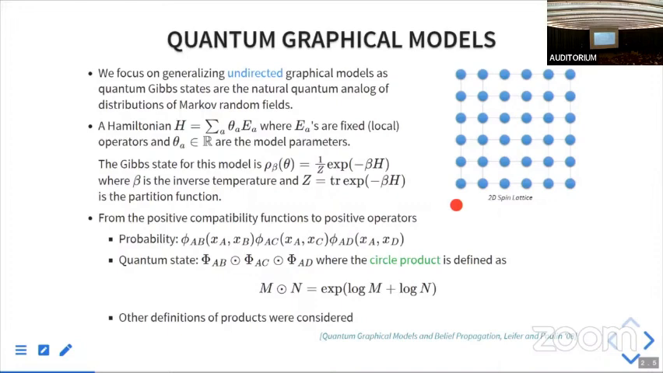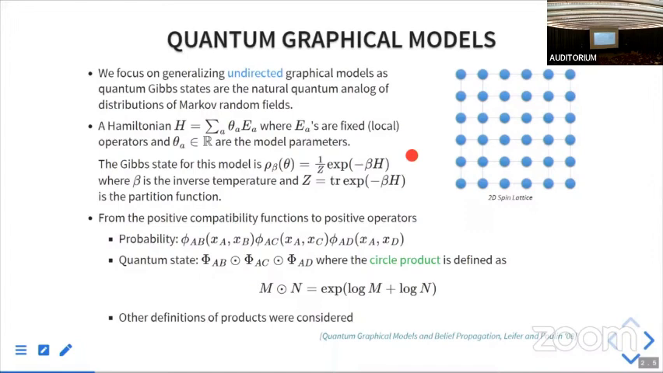So you can consider you have a Hamiltonian, and the E_a's are maybe Paulis, and you have parameters theta, real numbers defining the Hamiltonian. Then the Gibbs state we will write as rho_beta_theta. Beta is inverse temperature, and it has the form 1/Z times the exponential of minus beta H. So H has parameter theta, and Z here is called the partition function. It's just the trace of the exponential, to normalize the state.